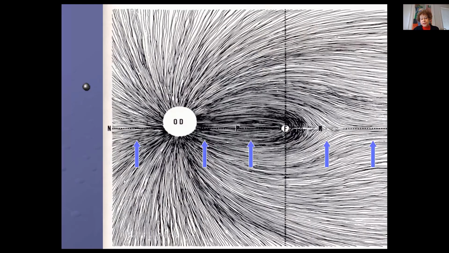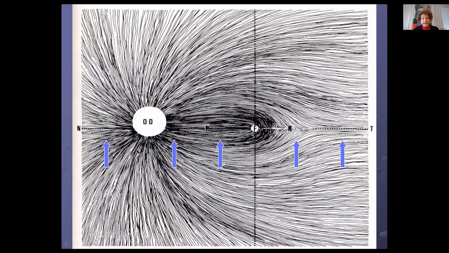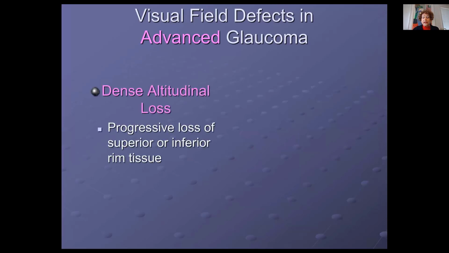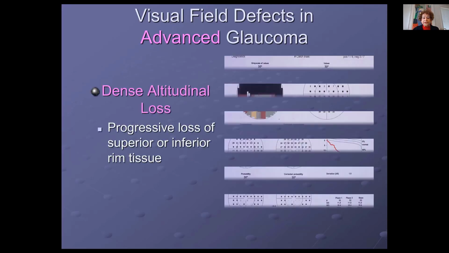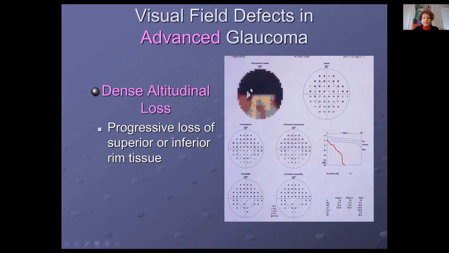As glaucoma continues to progress, more of these nasal axons are affected. And as the rim tissue continues to become excavated and thinned, in advanced glaucoma, we now get altitudinal type defects, dense altitudinal loss, and this indicates that the patient has much more progressive disease. You can see these deviations are very, very high.